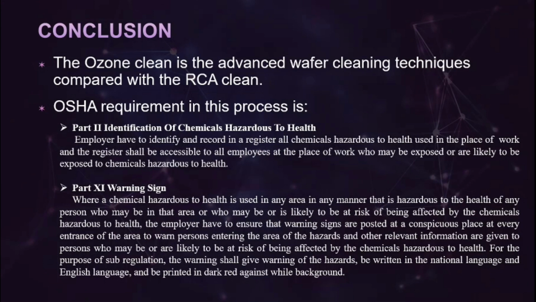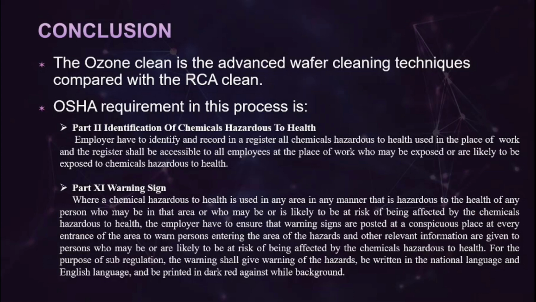The OSHA requirement in this process is Part 2, identification of chemicals hazardous to health. The employer has to identify and record in a register all chemicals hazardous to health used in the place of work, and the register shall be accessible to all employees at the place of work who may be exposed to the chemical hazardous to health. The second one is Part 11, which is warning signs.